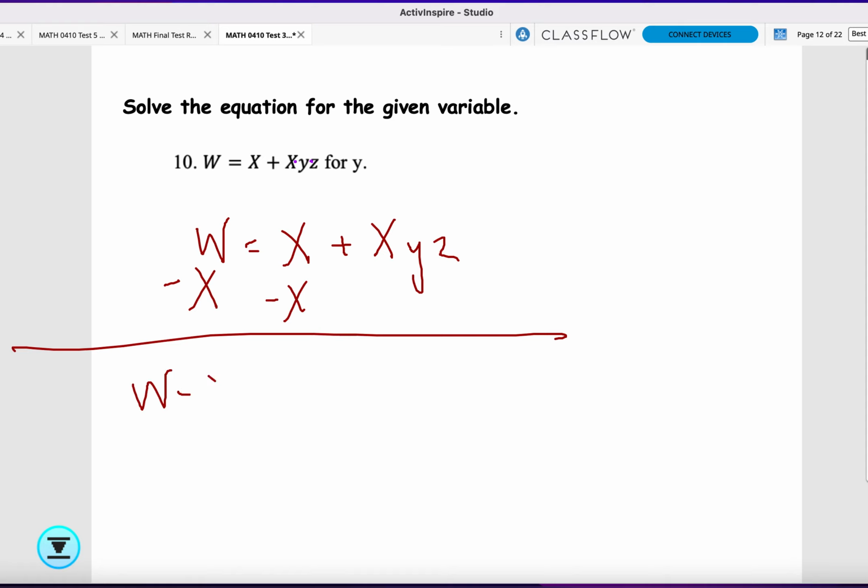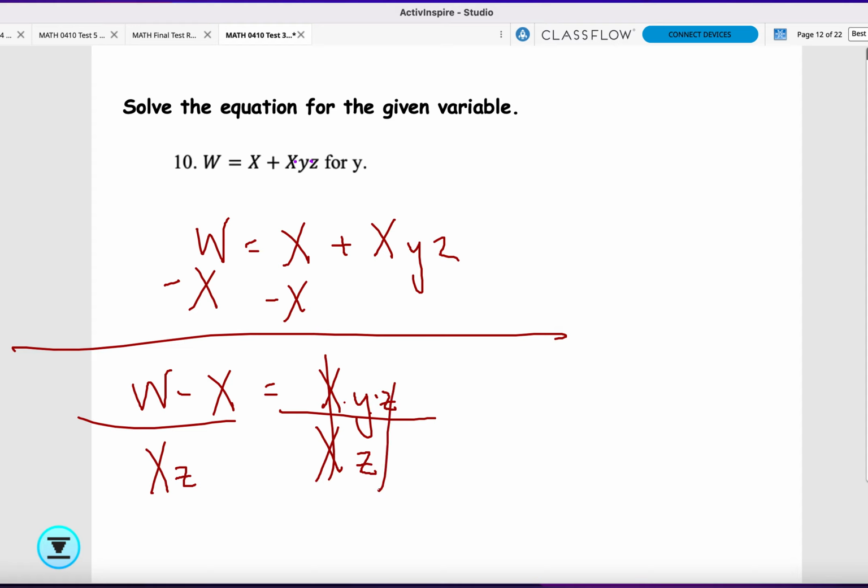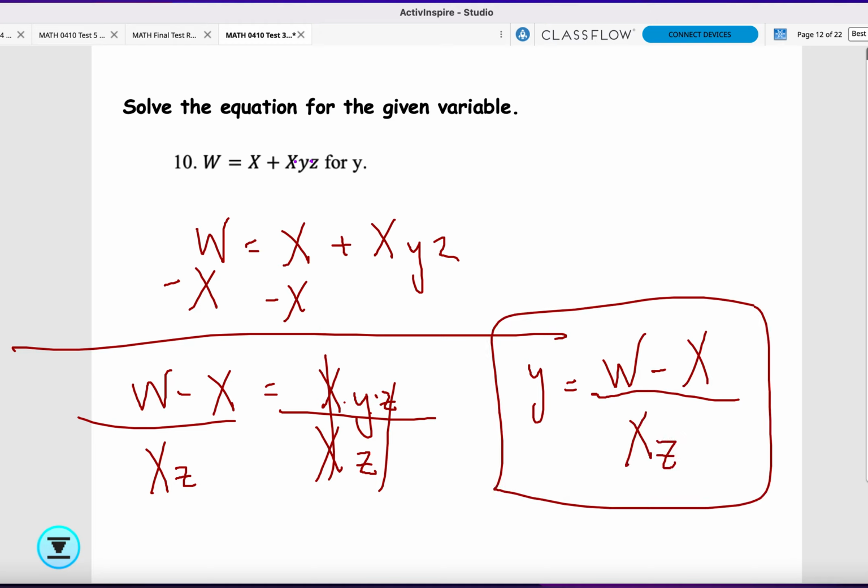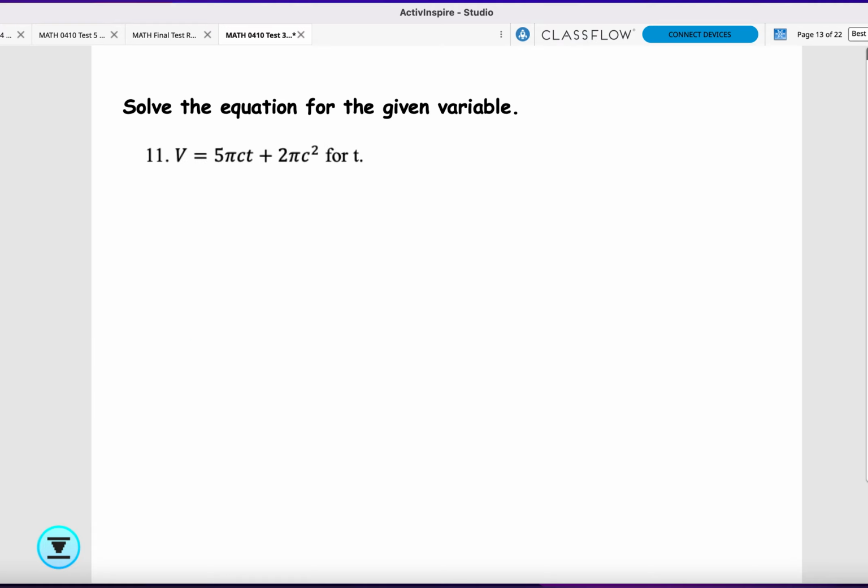So W minus X equals X, Y, Z. Since they are all being multiplied, I'm going to go ahead and divide both sides. I want to get y by itself, so I'm going to divide by capital X and little z. So this cancels out, so now we have y equals capital W minus X divided by capital X little z. And we are done. Do not let these throw you off. Even as they get more intense, do not let them throw you off.